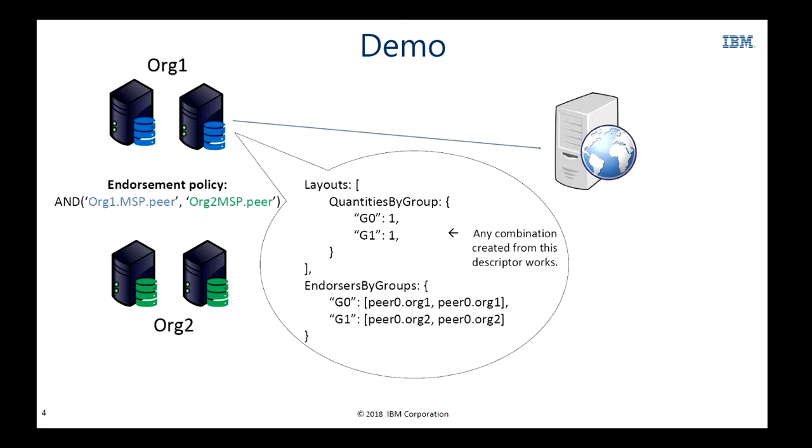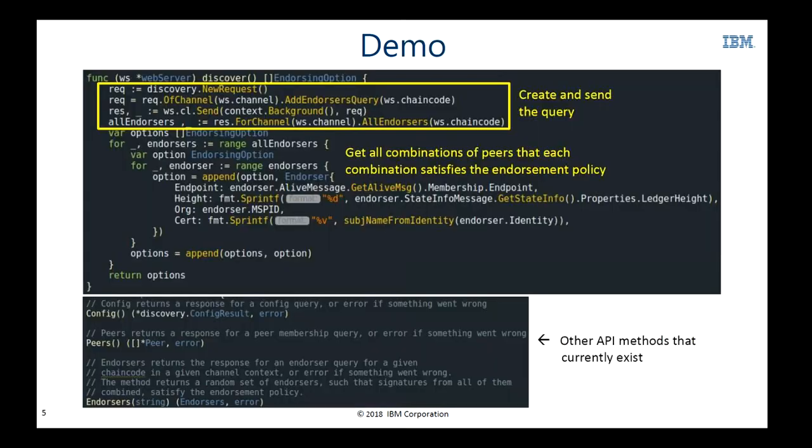Next, we have something called endorsers by groups. Using this map, the client is going to select from each group a number of peers corresponding to the quantity that is described in the quantities by group. Now, in the demo itself, I have a web server, and this web server is going to show all combinations of obtaining an endorsement for the transaction.